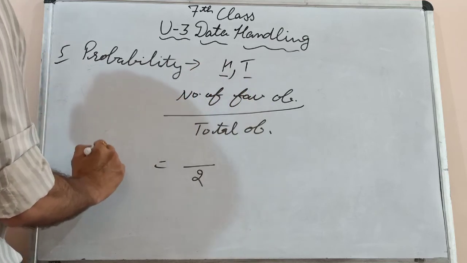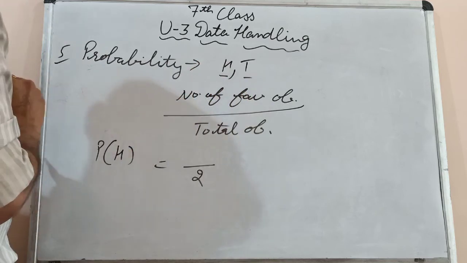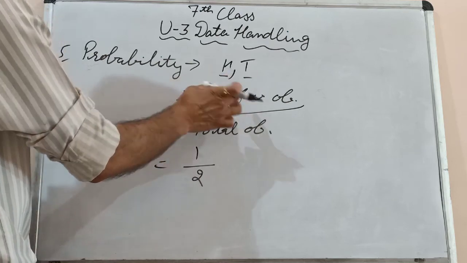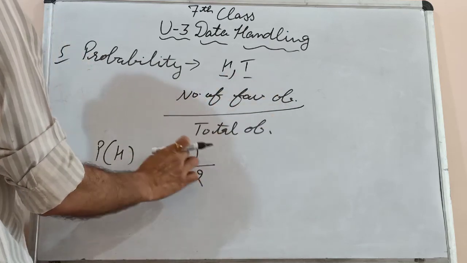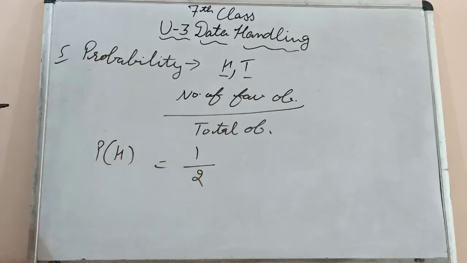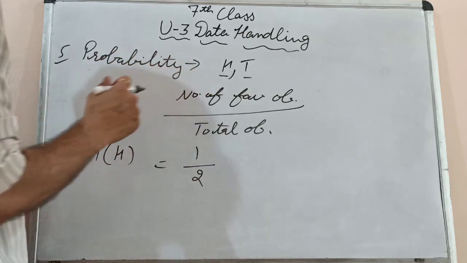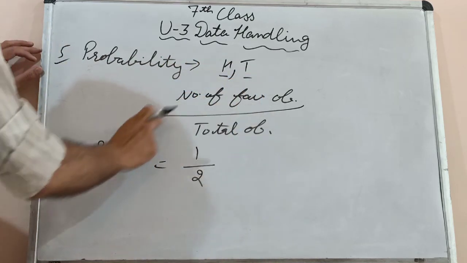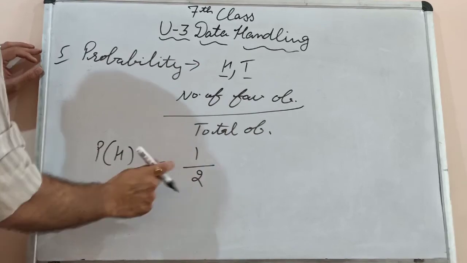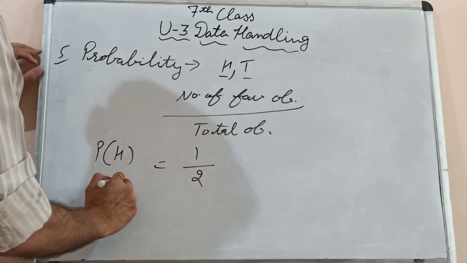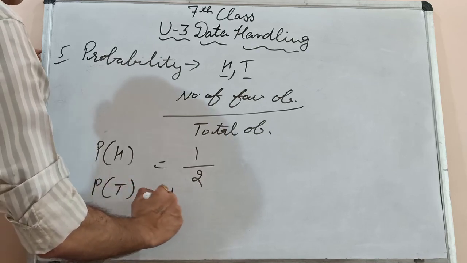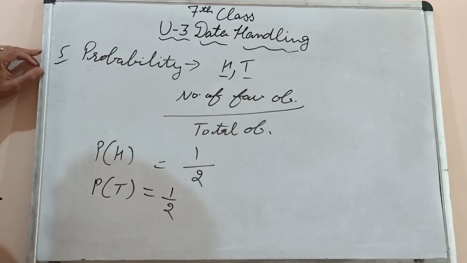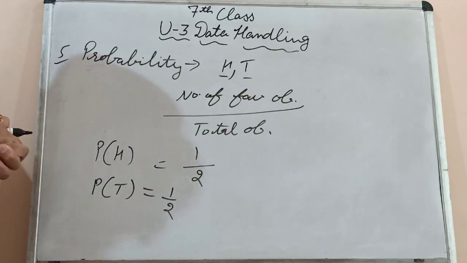So what is the probability of getting head? That is 1. Head is one time here, but total observations are 2. Means total outcomes. You can say total observations or outcomes. ठीक है, total outcomes आपके पास 2 हैं, and head आने की जो probability है, that is 1/2. Similarly, the probability of getting tail, that is also 1/2. Clear? तो इस तरह से हम probability find out कर सकते हैं by dividing number of favorable outcomes to the total outcomes.